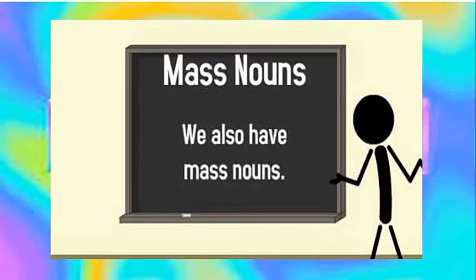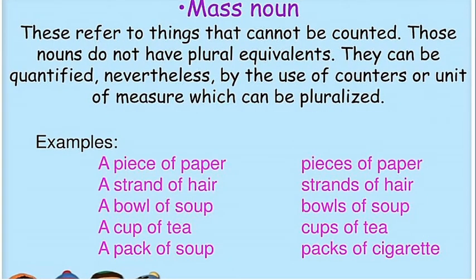We also have mass nouns. This classification has to do with things that cannot be counted. They are nouns that do not have plural equivalents. They can be quantified by the use of counters or units of measurement. Remember, I told you earlier that such units of measurement were called partitives. It is by using partitives that we can pluralize mass nouns. You have examples on your screen such as a piece of paper, a strand of hair. So the mass nouns there are hair, paper, soup, tea.